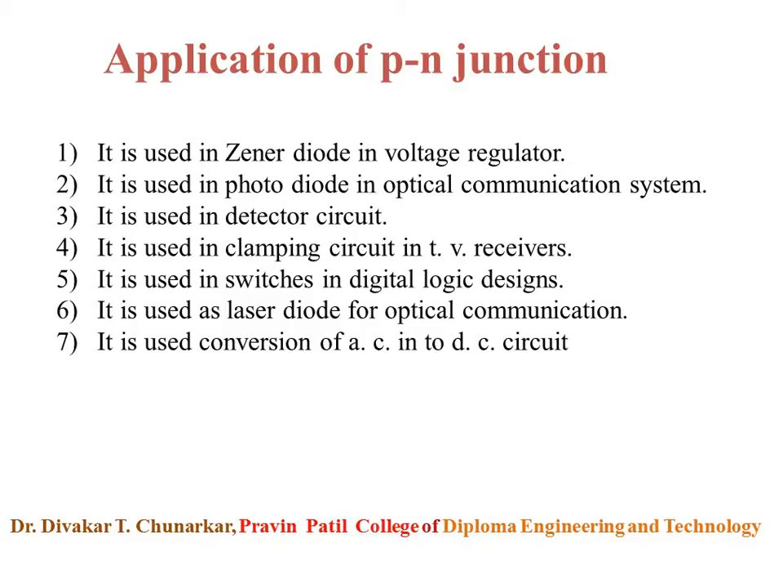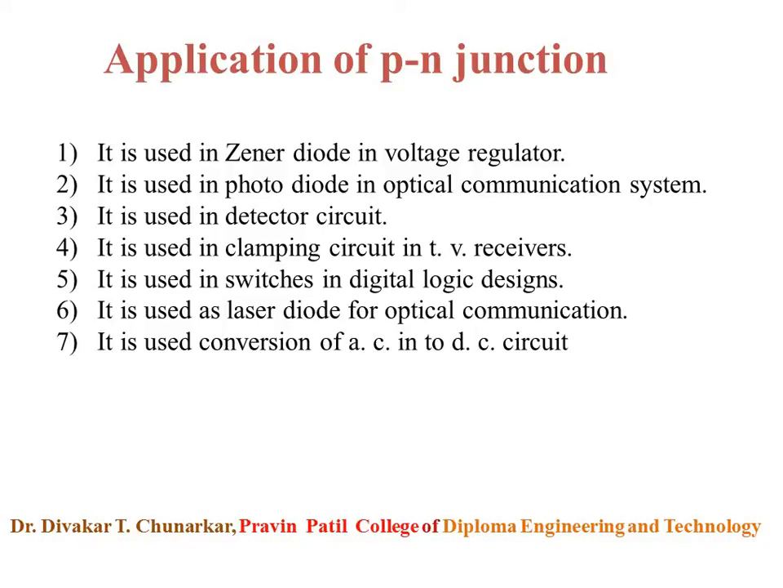It is used in the conversion of AC into DC circuit. AC means alternating current, into direct current. So the PN junction diode is used for optical communication, and in the switches in digital logic design or system.